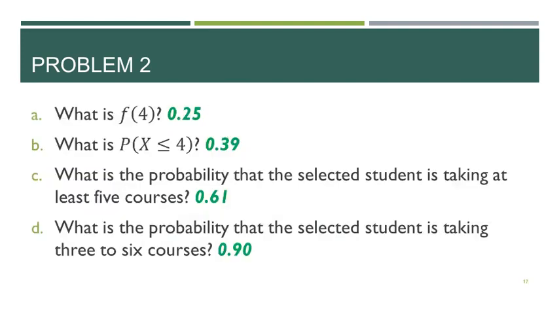Here are the set of questions. A. What is the probability distribution, or what is f of 4? B. What is the probability when x is less than or equal to 4? Or, we can ask, what is the probability that the selected student is taking at most 4 courses? C. What is the probability that the selected student is taking at least 5 courses? And D. What is the probability that the selected student is taking 3 to 6 courses? Beside each question, in color green, is its respective answer. Get your pen and paper and show the solution to these questions.